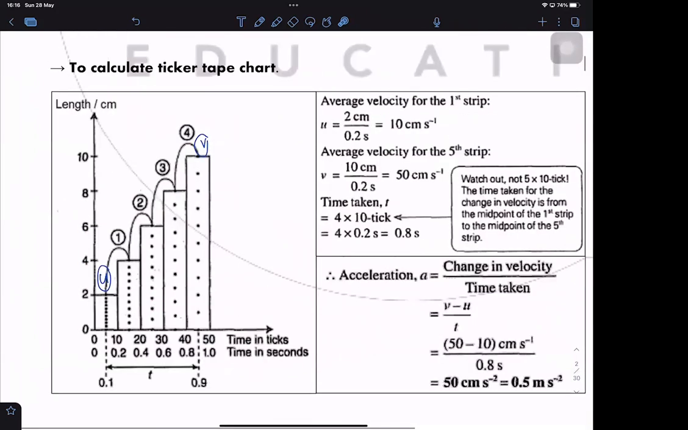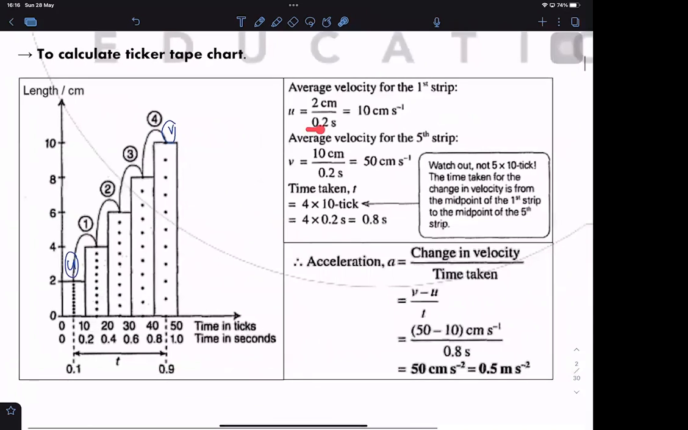Okay, so the distance is 2 centimeters, and then the time is 10 jumps. 10 jumps is 0.2, because one jump is 0.02. Okay, final distance is 10 centimeters, and then 10 jumps is 0.2 also. So you've got the initial and final.